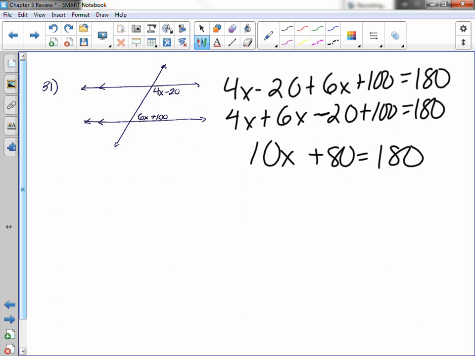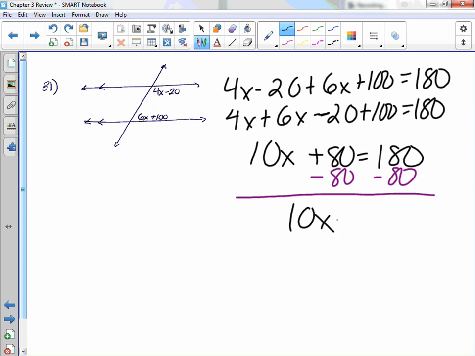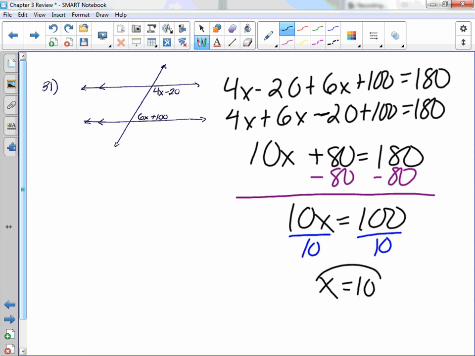Now we need to get x by itself. I'm going to subtract 80 from both sides, because when I do that, I get 10x is equal to 100, and our last step would be to do what? Divide both sides by 10, which tells us x is equal to 10. Any questions on this here? Any questions on 30, 31, or 32? Are we good with 30, 31, and 32?